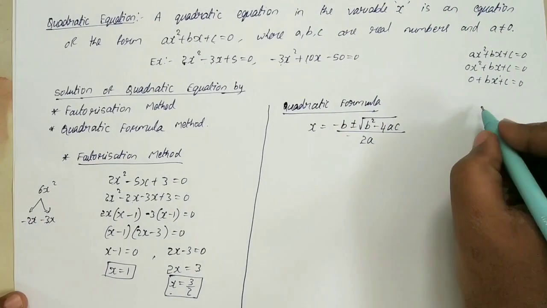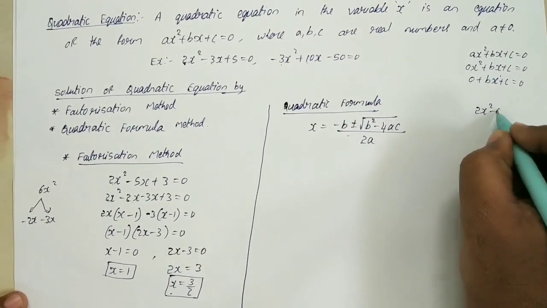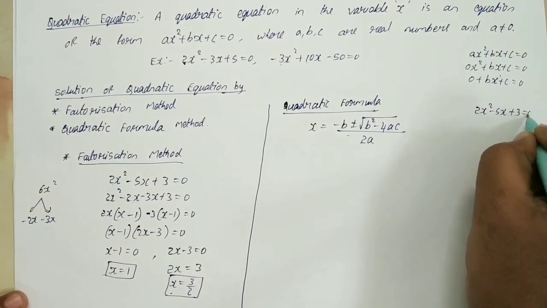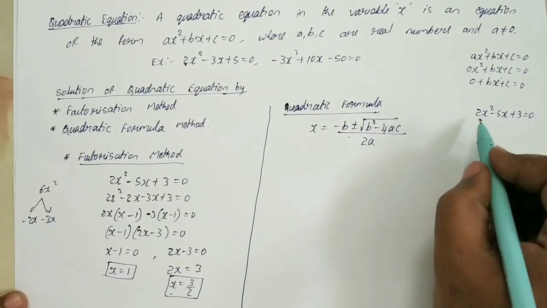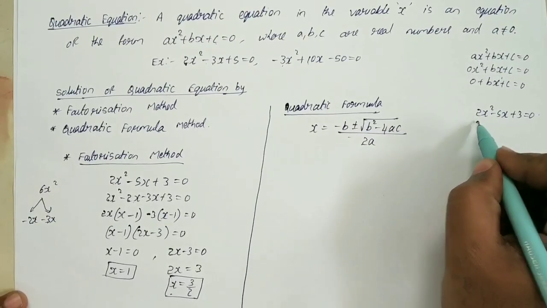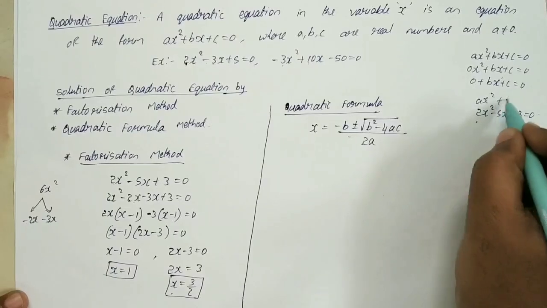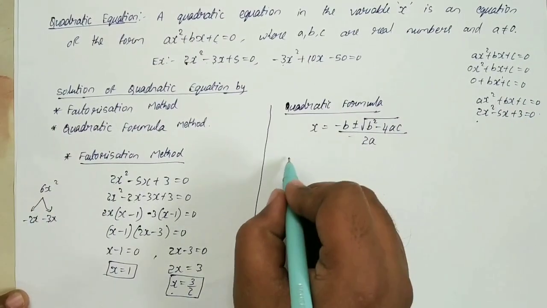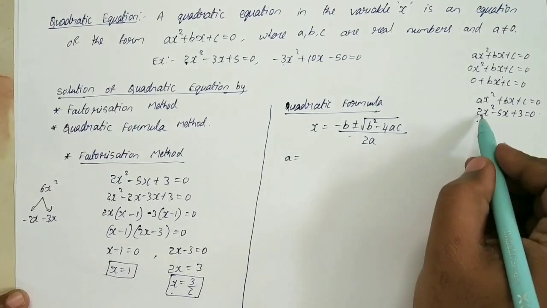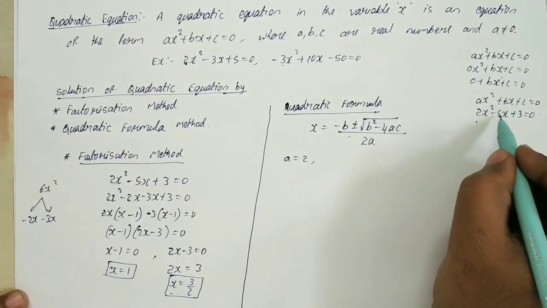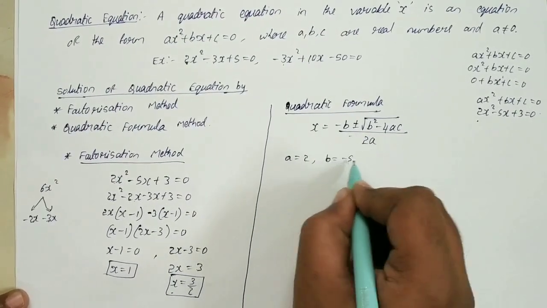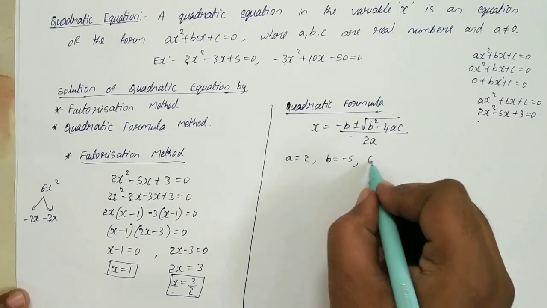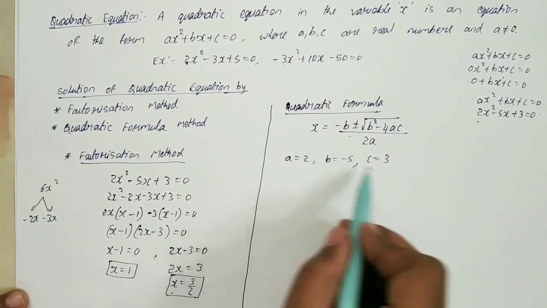What is our equation? 2x square minus 5x plus 3 is equal to 0, right? So if we compare this with the standard form, ax square plus bx plus c is equal to 0, what is the value of a here? The a value is 2, right? Then what is the value of b? Minus 5. The c value is 3, right? So I will substitute the a, b, c values in the formula.